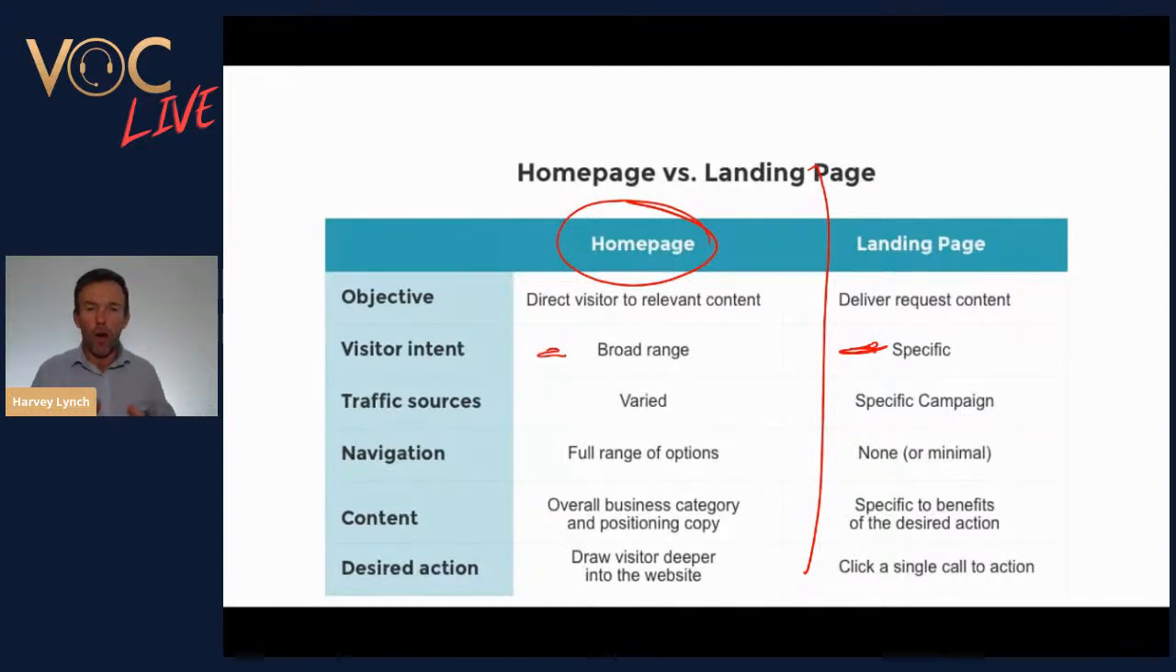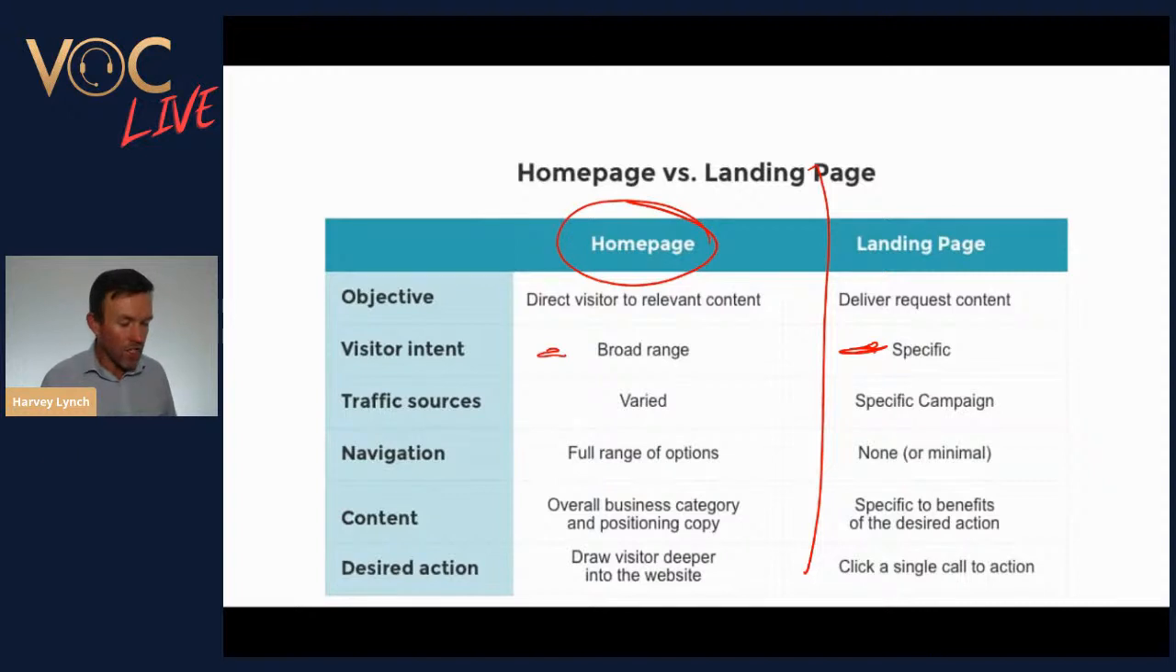Navigation. On a website, you have the navigation bar at the top generally, where you can click through to different areas of the business to find out more information, as opposed to a landing page, which has basically nothing. You're on the page. That's the information you've requested. It's all there on one page, looking you back in the face. Content, website, overall business category, and positioning copy. Whereas on a landing page, it's very specific content, tailored to the information you need and the answers you're requiring right then and there.